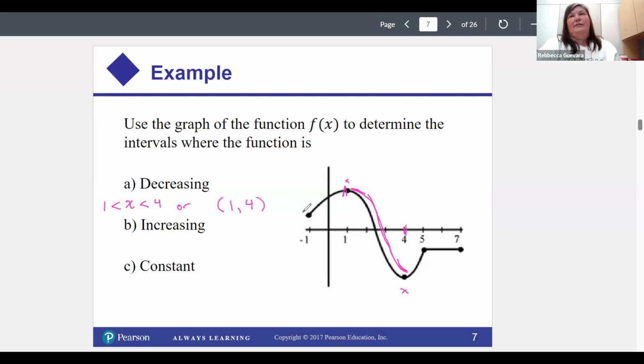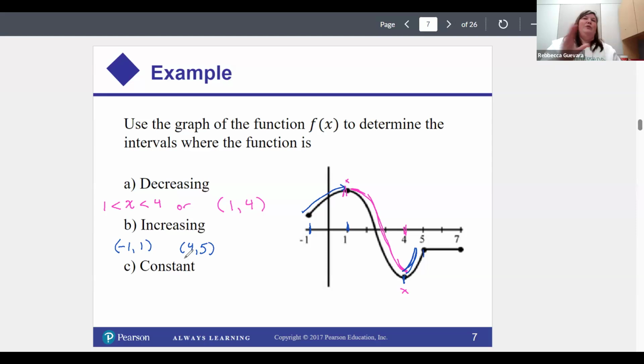Increasing, going left to right, you see it's going up. From this point to this point, we see that we're going up. So we're increasing between -1 and 1. Like I said, we're not including -1 and 1. You may have also noticed that we're increasing in another spot. We're increasing here as well, once again from 4 to 5.